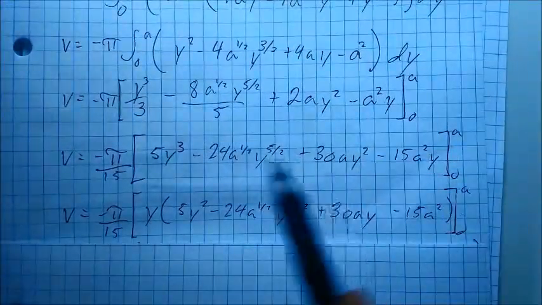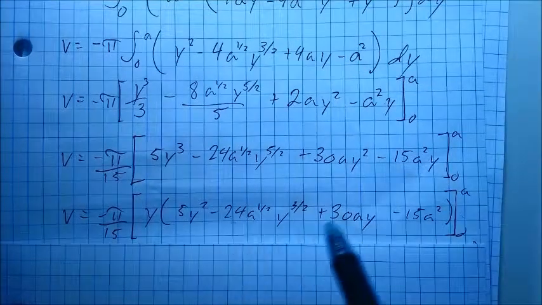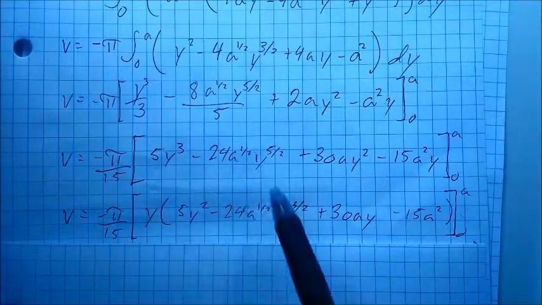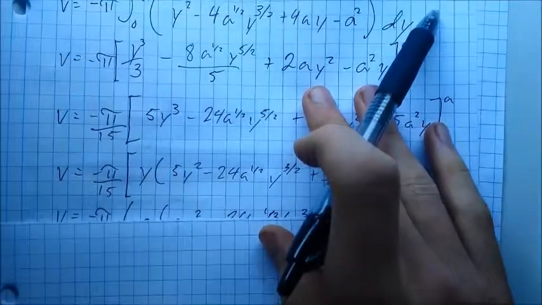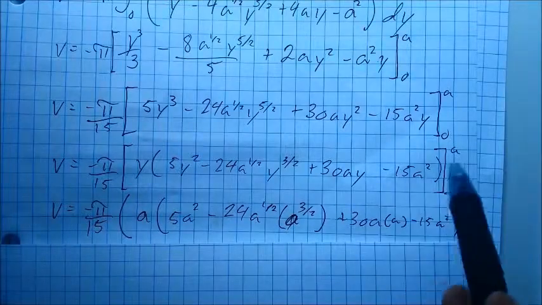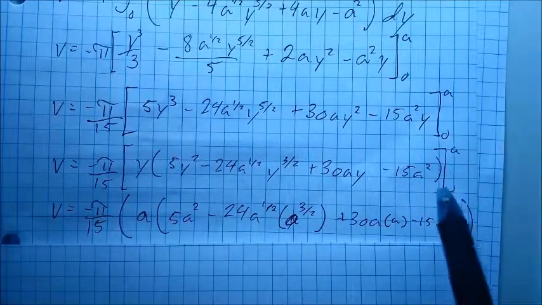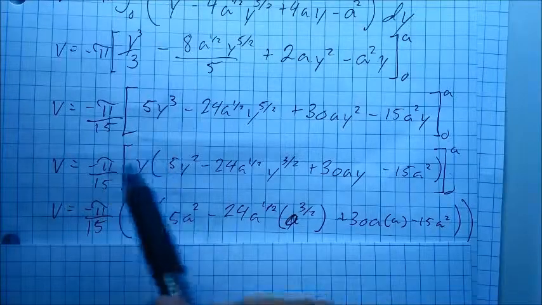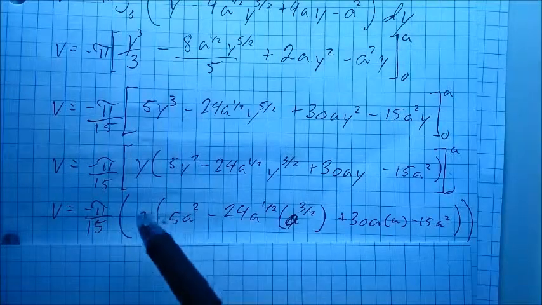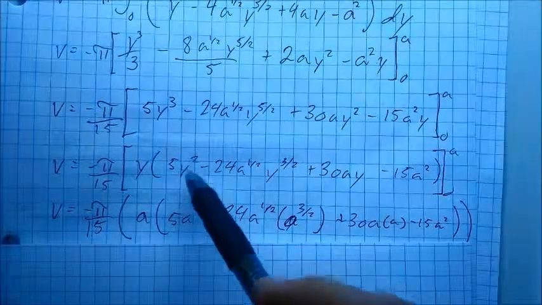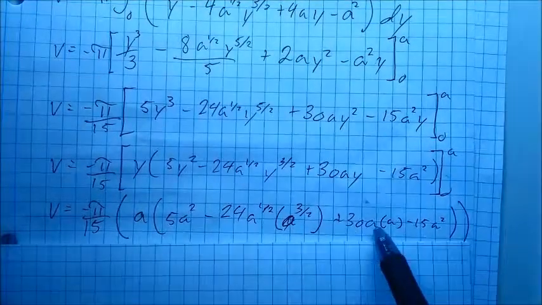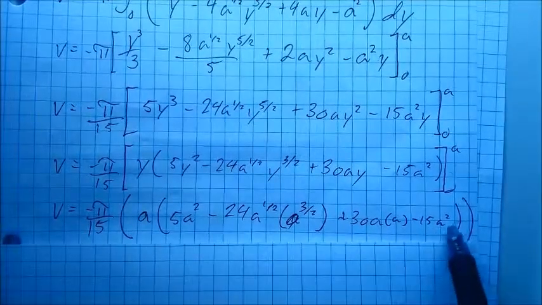So from here, I'm going to factor out a y because that is the highest power I have, and it's always nice to have a y out front just so it cancels away very easily. I'm just going to decrement all of these exponents by 1. Nothing crazy, nothing out of the ordinary. So now that it's in its best form, in my opinion, we're going to start plugging in numbers. Like I said, the 0 is going to go in there and that entire term is going to cancel. So you just plug in the a. It's going to be negative pi over 15 times a times 5a squared minus 24 a to the 1/2 a to the 3/2 plus 30a times a minus 15a squared.